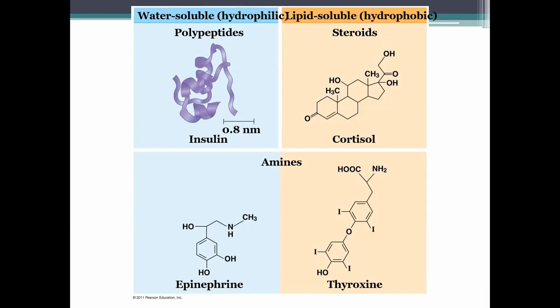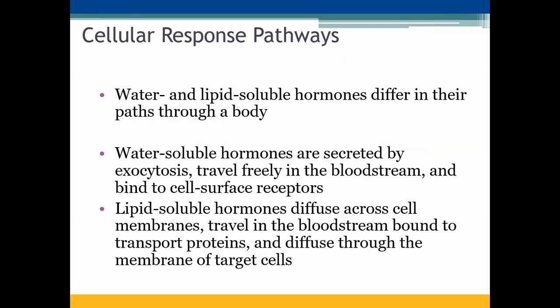These are the structures. Insulin is a polypeptide, cortisol is a steroid, and among the amines we have epinephrine, norepinephrine, and thyroxine, the thyroid hormone. These are some examples of polypeptide, amine, and steroid hormones. In polypeptides we have insulin, in amines we have epinephrine and thyroxine, and among lipid soluble, hydrophobic hormones, which can cross the cell membrane easily, the steroid hormones, an example is cortisol.